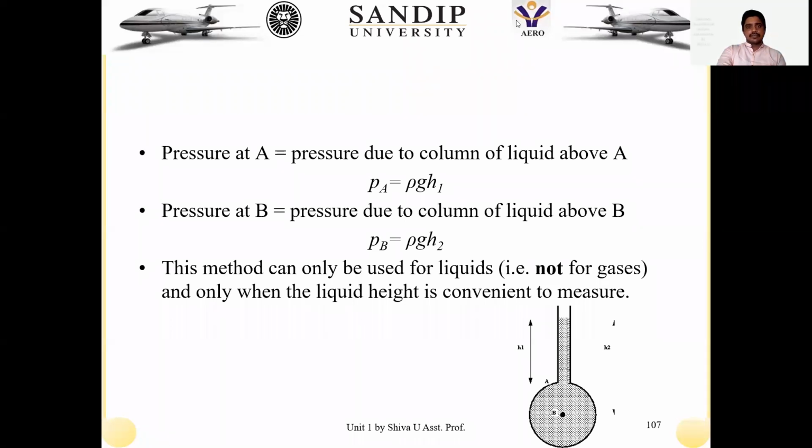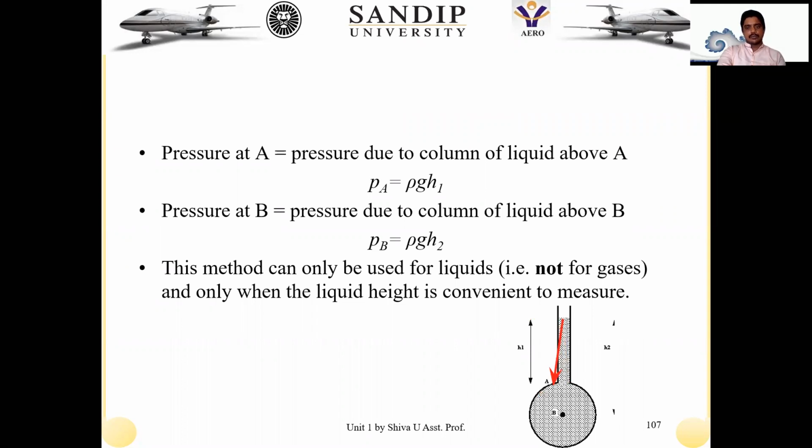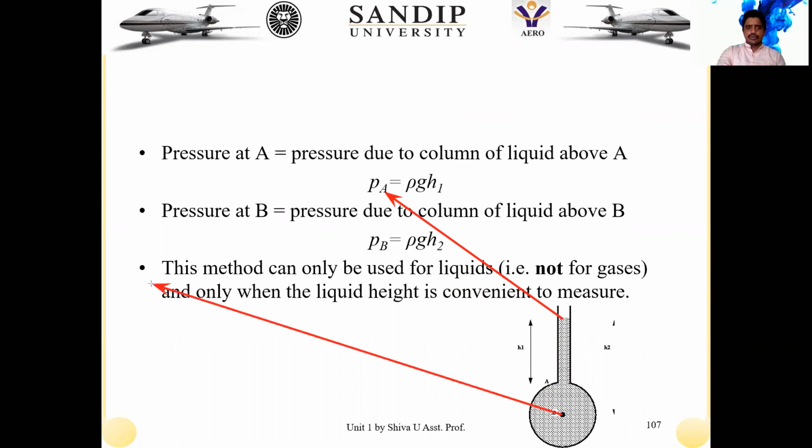Let me annotate it and show you again. Here you can see that the height involved is up to the H1 height, at the point A. So that is what we have represented: PA is equal to rho G H1. And similarly, for the point B, according to the hydrostatic law, we can simply write PB is equal to rho G into H2. This method can only be used for liquids, but we can't use it for gases.